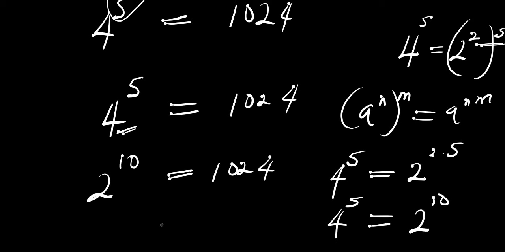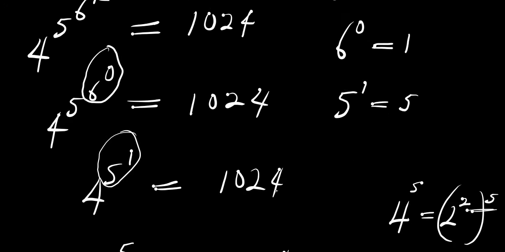This is 2 multiplied 10 times. So if you multiply everything out, you are definitely going to have 1024. And this equals 1024. This shows that the answer that we are getting here is also very correct.